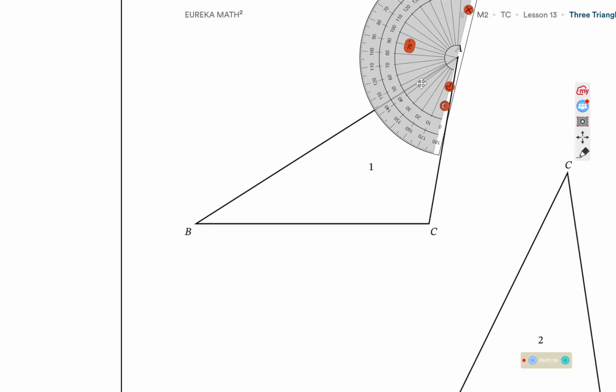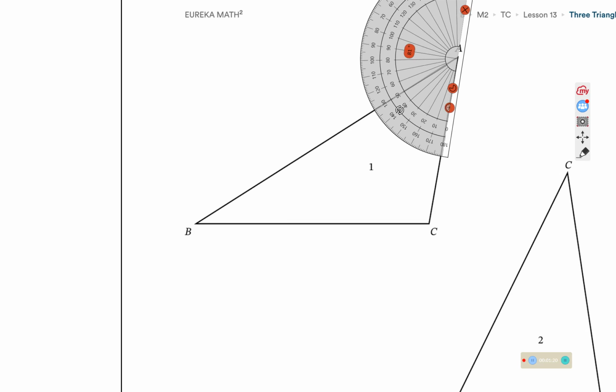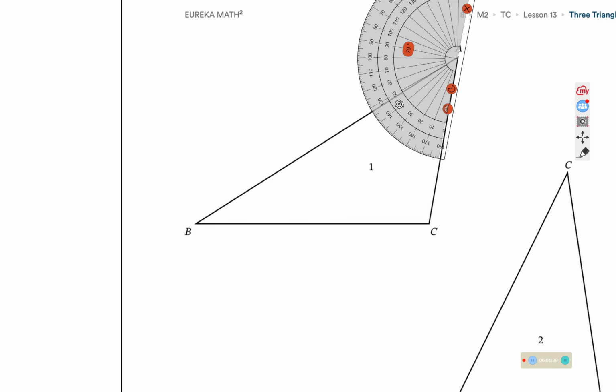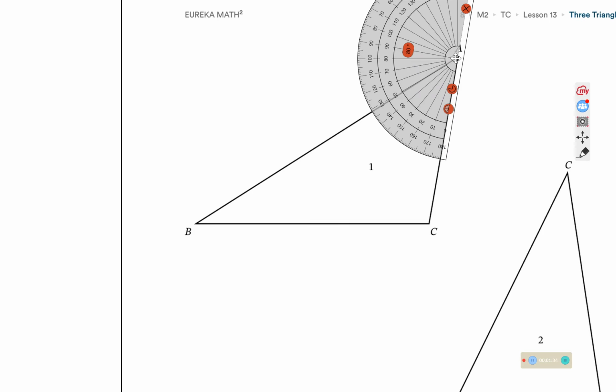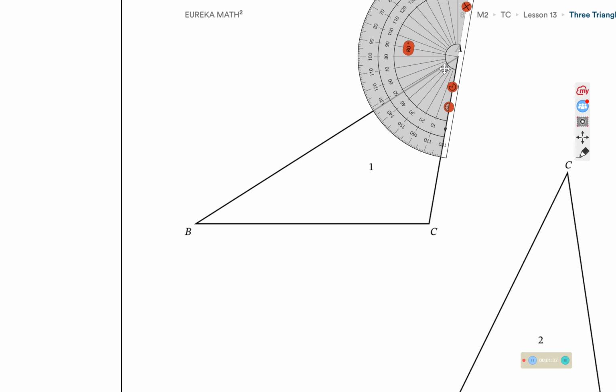You want to line up the line with the side of the triangle, and then place the center of your protractor on point A. So this little mark here needs to be on A. And then if we follow along that part of the protractor, we can see that angle A is approximately 45, 46, 47, 48 degrees.